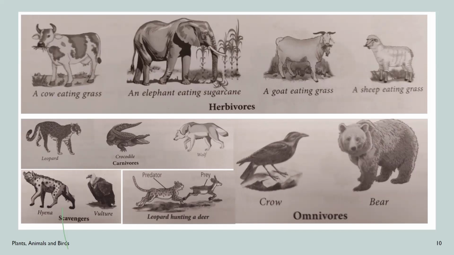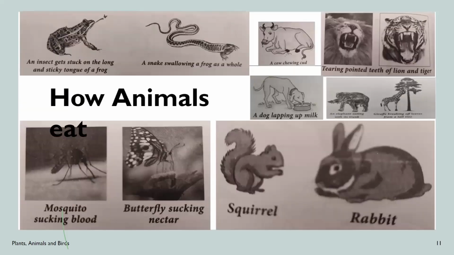Then we have carnivores. Carnivores are flesh-eating animals, animals which obtain their food from other animals, like deer, bison. They eat the flesh of other animals. Then we have omnivores. Omnivores are animals which obtain their food from both plants and animals. If they don't get flesh, they are fine with plants also. Some of them are crow, bear. Now, how do animals eat?